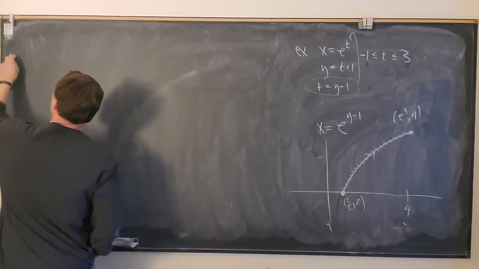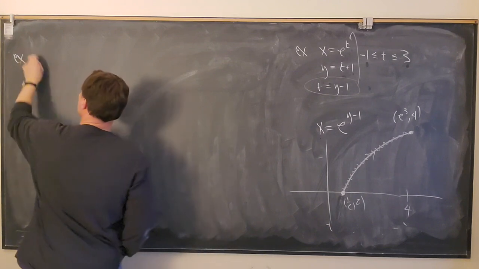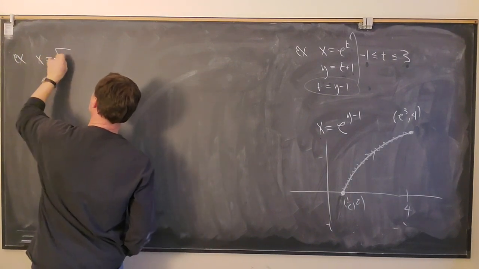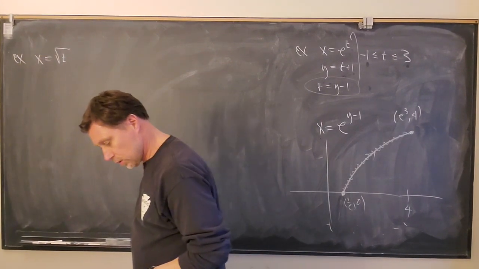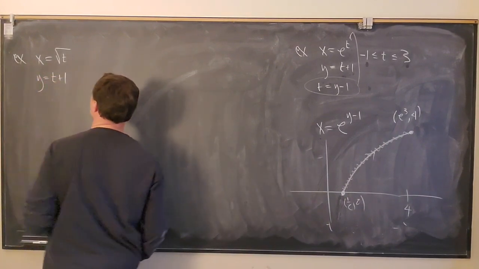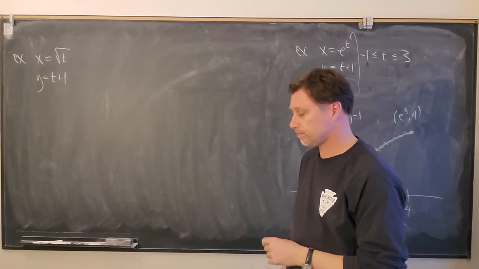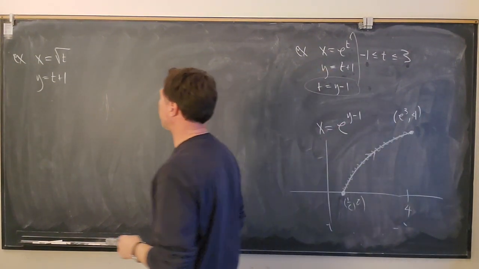Okay, let's do another example. So here I've got x equals square root of t and y equals t plus 1. In this case I'm not going to put any restrictions on the t value. And let's see if we can eliminate the parameter.